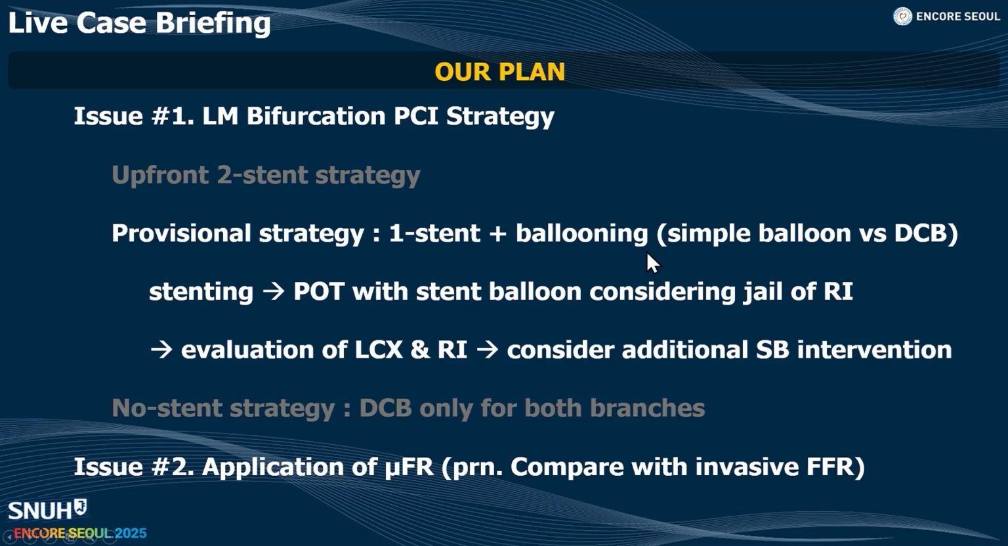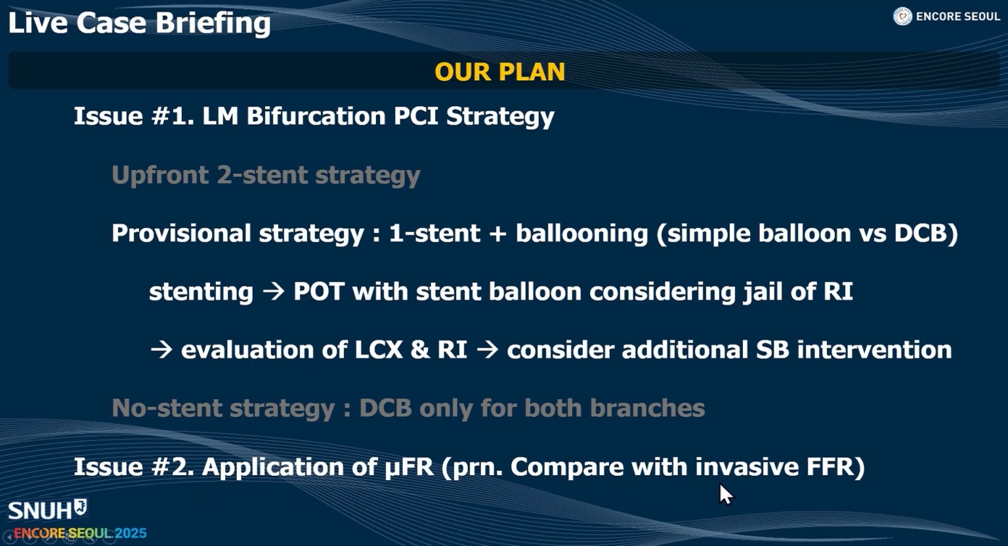First, we would like to stent and POT with a stent balloon, considering the J of RI, and evaluate circumflex and RI, and consider additional side branch intervention. We apply mu-FR PRN, and we would like to compare it with invasive FFR.